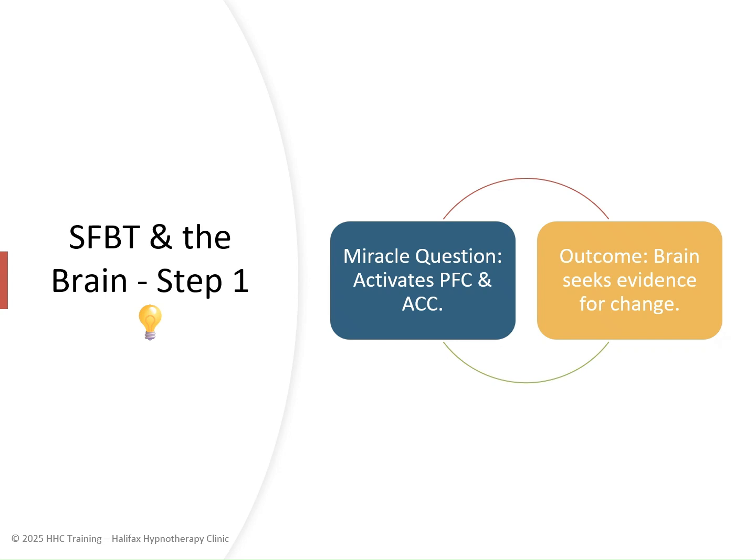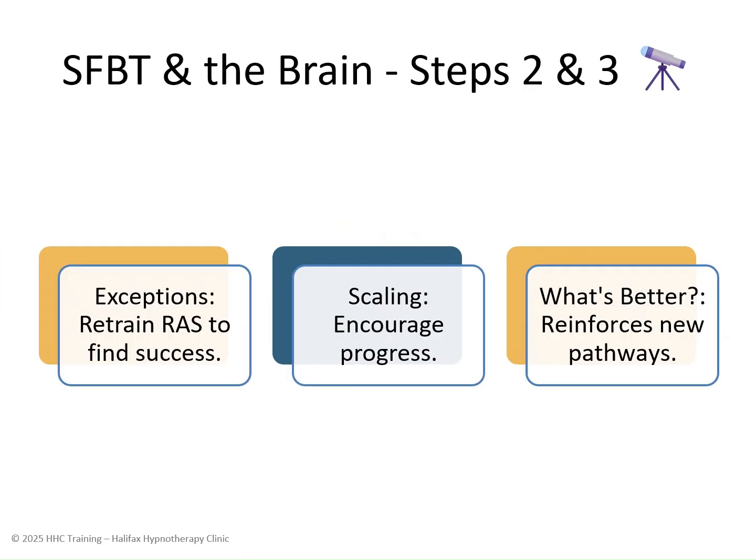Step 2. Discovering exceptions to recalibrate your brain's filter. The brain has a filter called the reticular activating system, or RAS, which directs your attention to what it believes is important. When we're focused on a problem, the RAS is programmed to constantly scan for evidence of that problem. Our goal is to retrain it, searching for exceptions. We actively look for times when the problem has less influence.